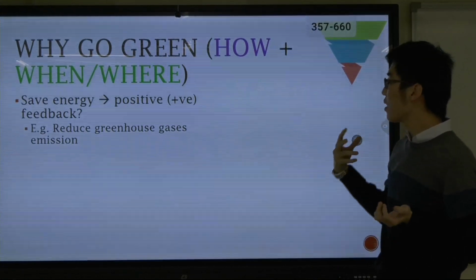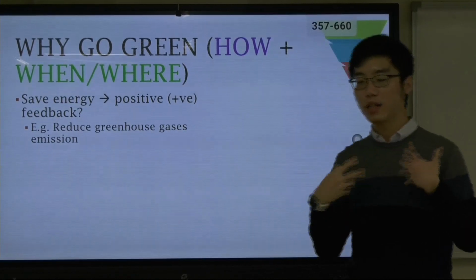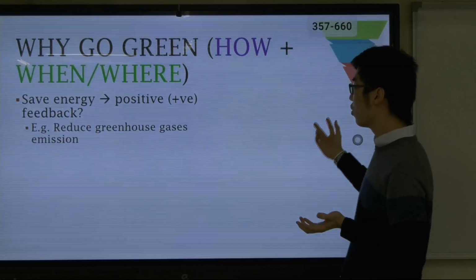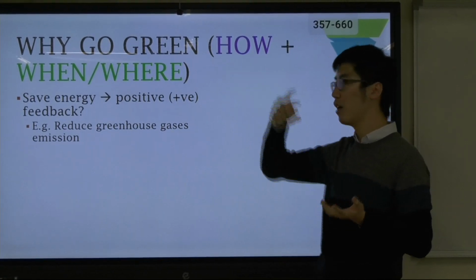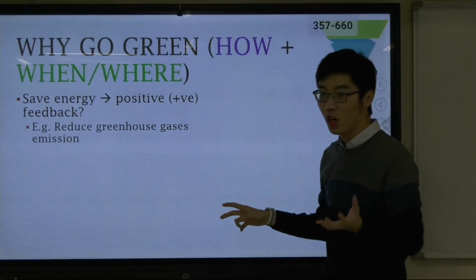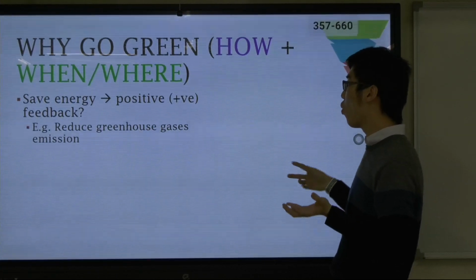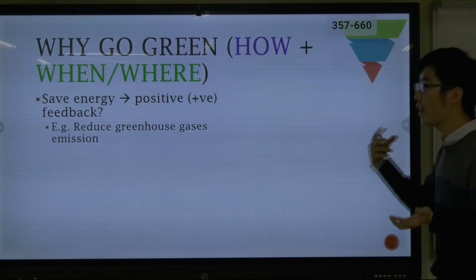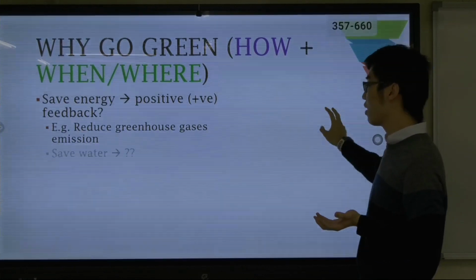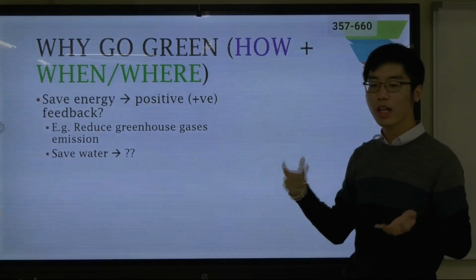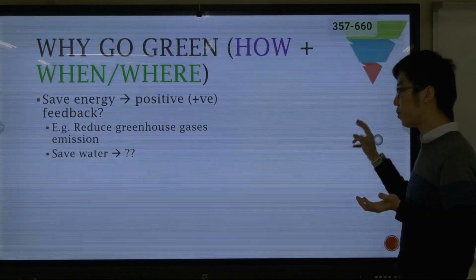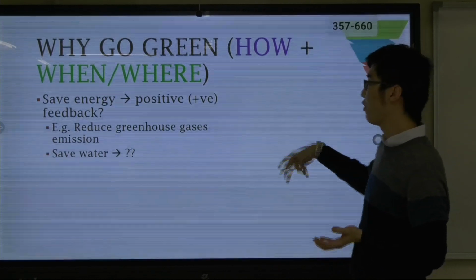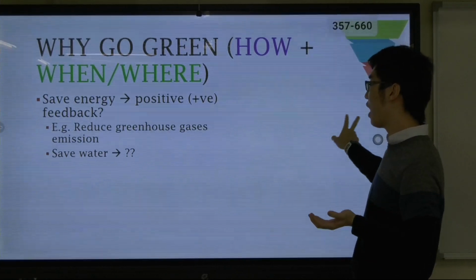So for answering, describing or explaining in the example or giving your example, we need to go back to the big topic, okay? So if we save energy or we reduce waste, okay, what is the benefit? What is the positive feedback, okay? So for example, for saving energy, we can reduce greenhouse gas emissions, 即係減少一啲溫室氣體嘅排放。So for saving water, how can we benefit the environment, okay?